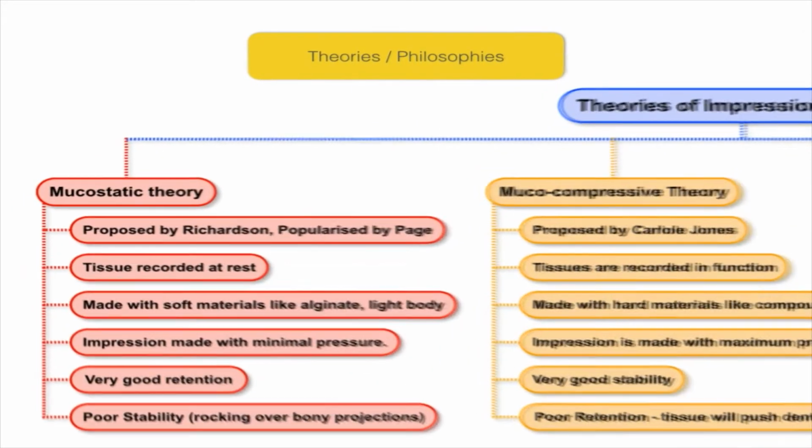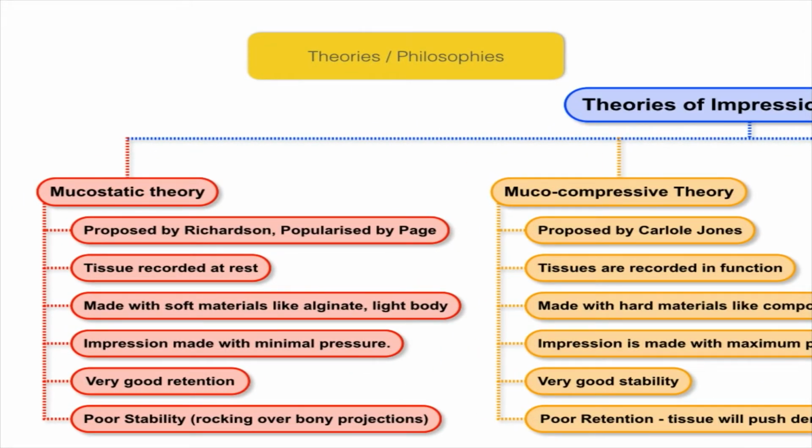So mucostatic theory was proposed by Richardson and popularized by Page. So basically there will be tissue contact at rest. The denture will have very good retention because the tissues are recorded at rest and the denture will adapt perfectly at rest. In function, when the mucosa sinks, areas where there is excessive tissue thickness, the denture will sink more and it will rock around the bony projections.